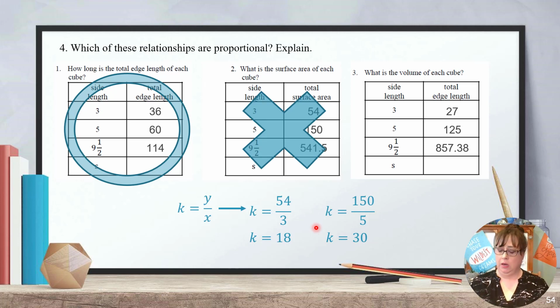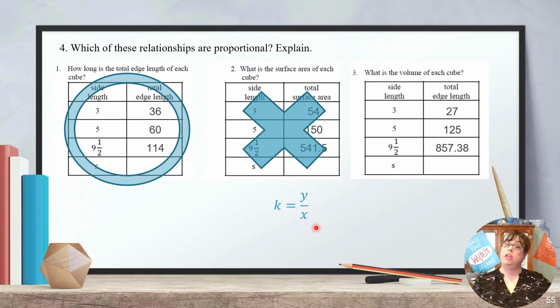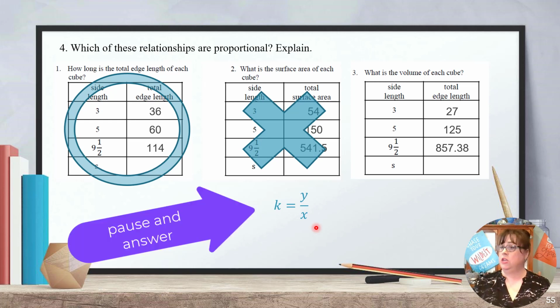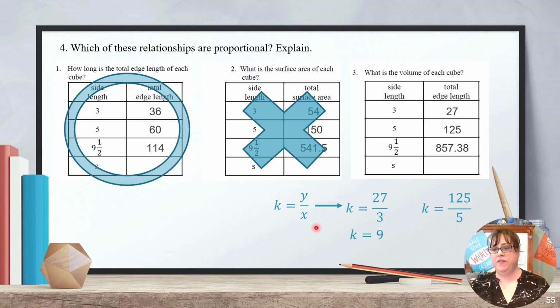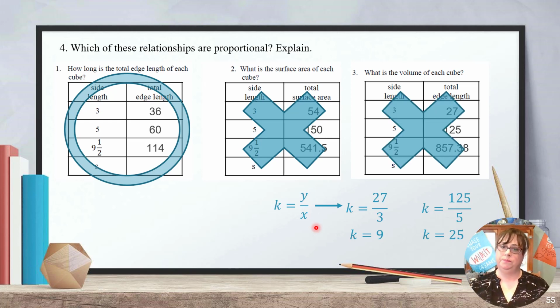And I'm moving on. So what I'd like you to do for problem number 3 is determine if you think that one is proportional or not proportional, and then come on back and check your answer. So 27 to 3 reduces to 9, and 125 over 5 reduces to 25. And again, not the same k, so they cannot be proportional.